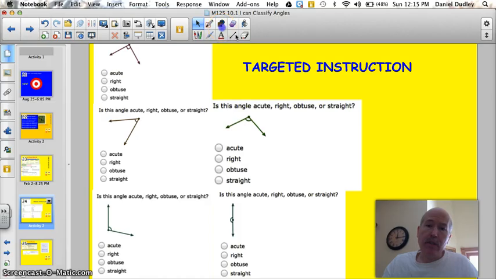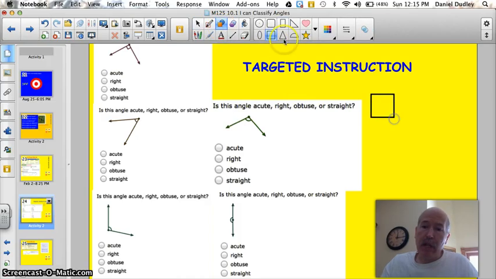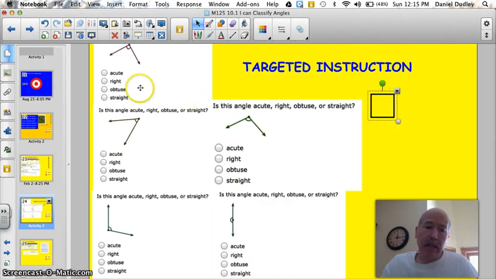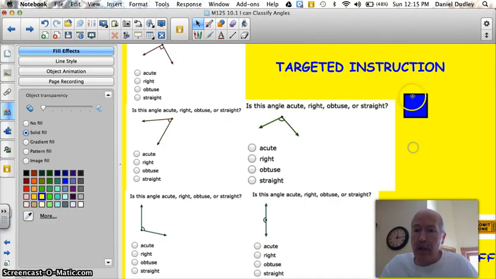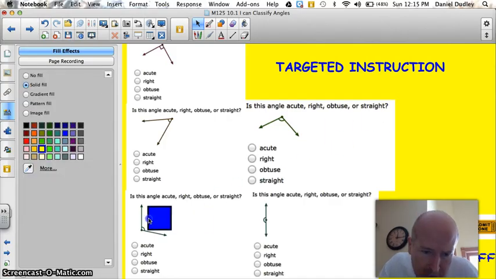obtuse. And I'm just going to do something real quick here. One of the things that I use often, I just have a little block. And let me just make it blue real quick. I use a little block like this to double check. Let's see, is that more than 90 degrees? Yeah, you can see it's more than 90 degrees.